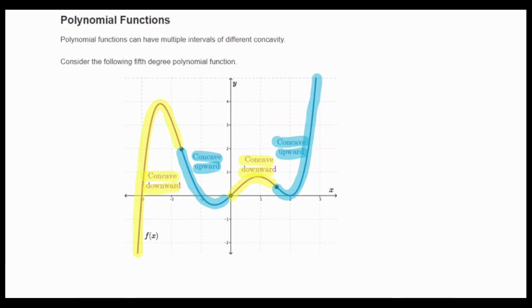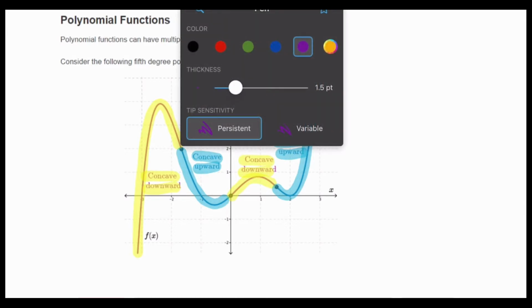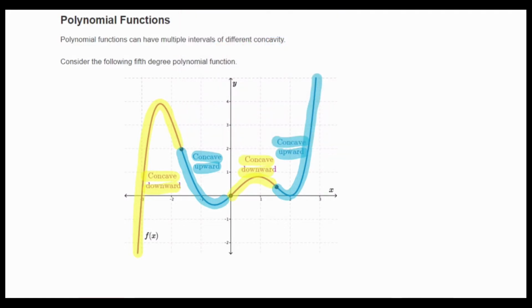So we need to be able to identify where those regions are happening and describe accurately which is which. Describe which regions are concave up and which regions are concave down. Let's add a couple labels here. So what is happening at these points? The concavity is changing.